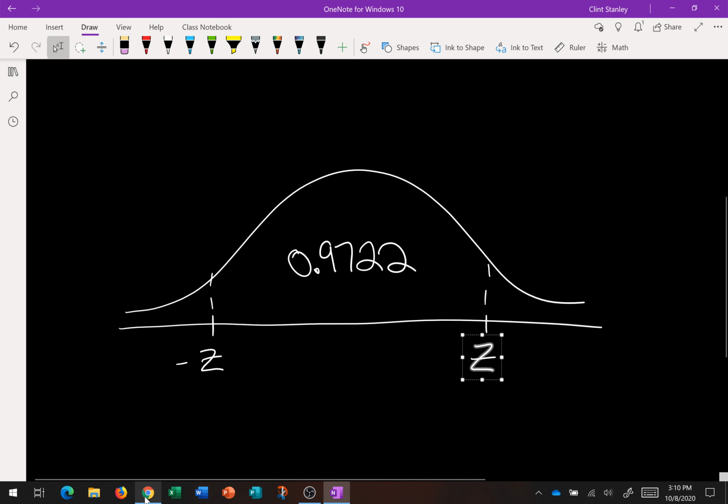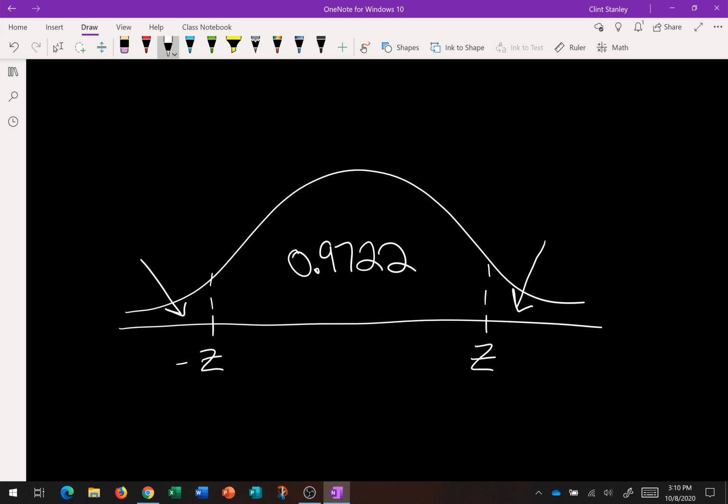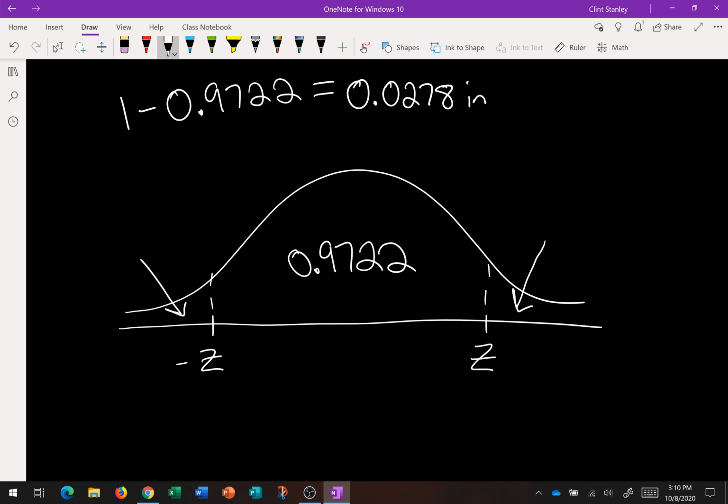Let me double check that to make sure that's right. 0.9722, yep, okay. So since we want an area of 0.9722 between these, we can figure out how much is here, how much is here. Right? So if we do 1 minus 0.9722, that'll tell us how much is in both of the tails together. Right? So 1 minus 0.9722 equals 0.0278. Okay, that's in two tails.